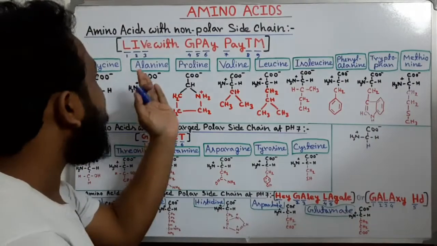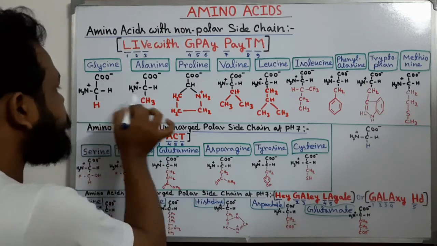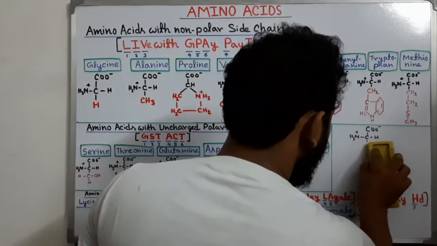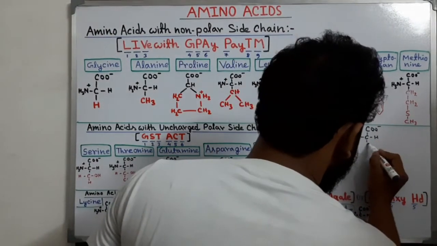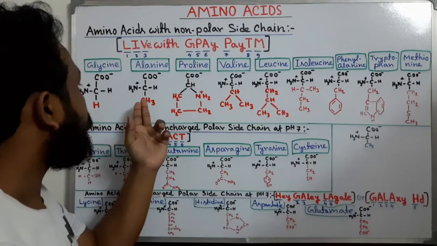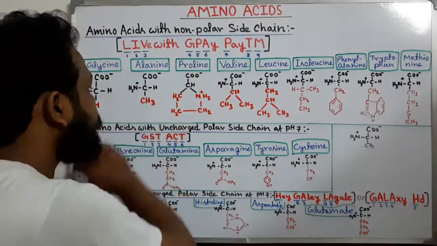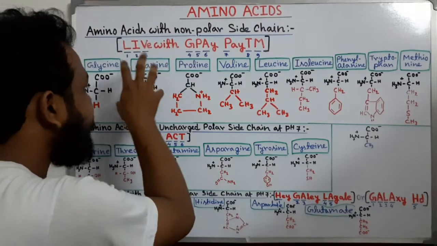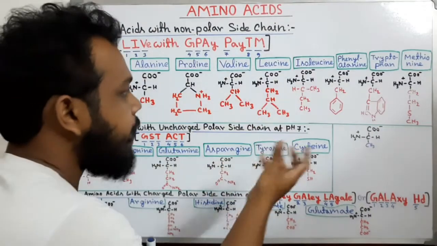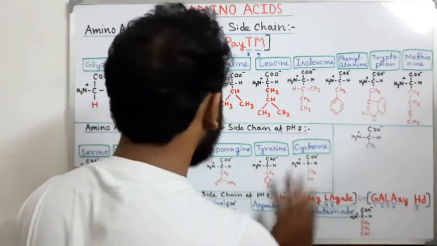Next we have to remember the alanine structure. It has only the CH3 group, so in place of H we put the CH3 group for alanine. This is the easiest amino acid which has a side chain, and we have to remember this alanine structure to write many other amino acids. How, we will see. So this is the alanine structure.